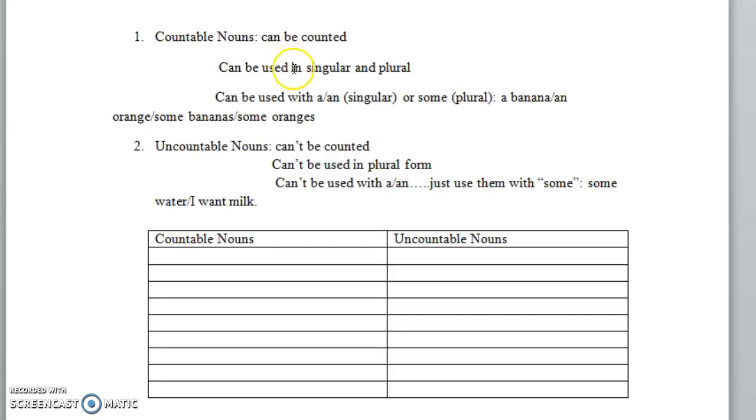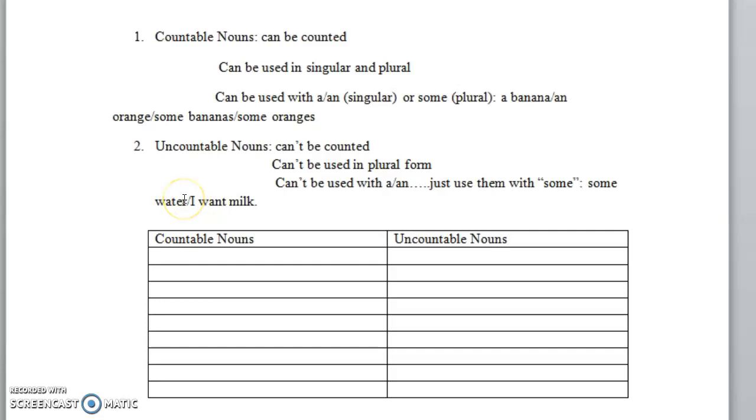be used in singular and plural. For example, a banana, some bananas. If the noun is used in singular, we use a with it. If it's used in plural, we use some. Okay? Uncountable nouns are nouns that cannot be counted and they cannot be used in plural form.